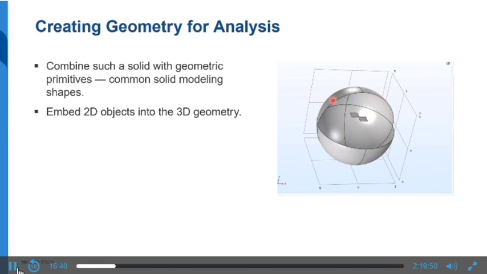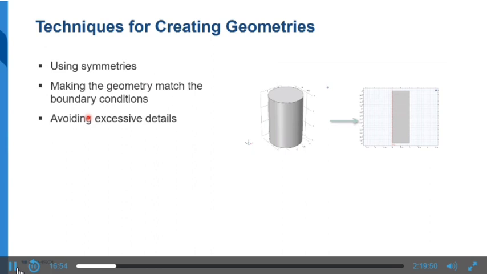And in that case, you can see that this is the complete 3D solid object, and in that we are having a surface. So such kind of combined modeling is also required, and that can be done in COMSOL. So in those cases, you can embed 2D objects into a 3D geometry. Now, while talking about these different 1D, 2D and 3D geometries, to start with, let's look into a few techniques for creating geometries.